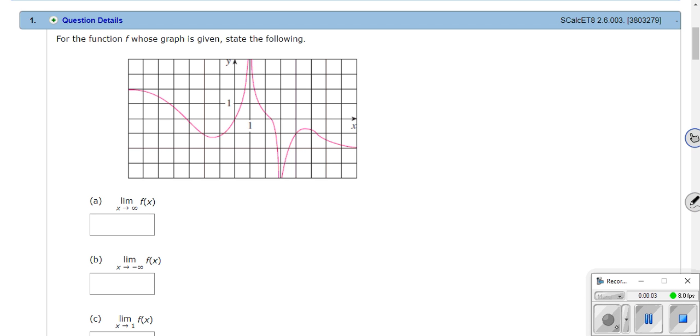Calc students, this is section 2.6. This section should be shorter than 2.5. I apologize, my last recording was a little long, but there was a lot of new material in there.